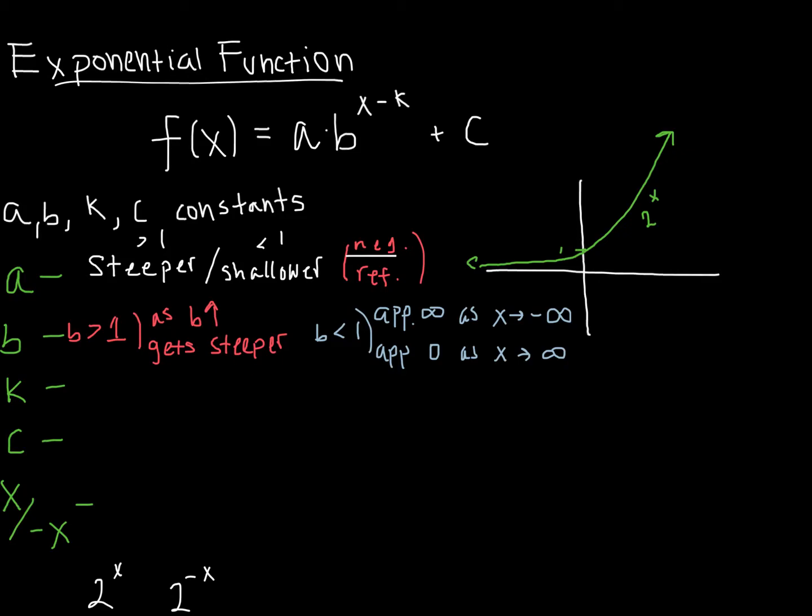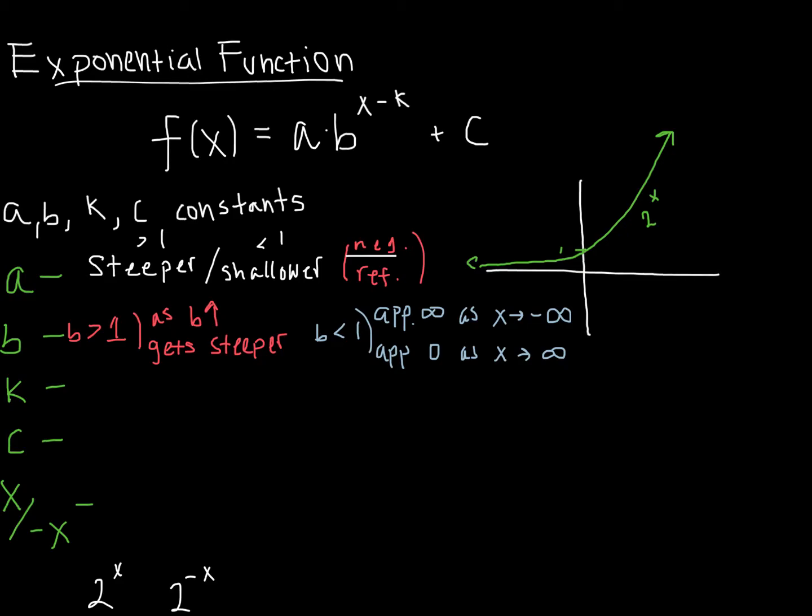But what happens if you have a b value that's less than 1? We talked about why a negative doesn't quite make sense, because when you have a negative number raised to even powers, it'll be a positive number, and raised to an odd power will be a negative number. So that doesn't make as much sense. So we'll just imagine that b is still greater than 0. But what if it's less than 1?